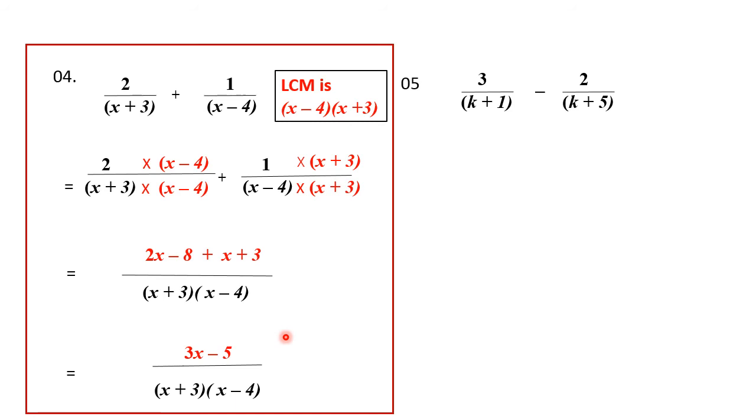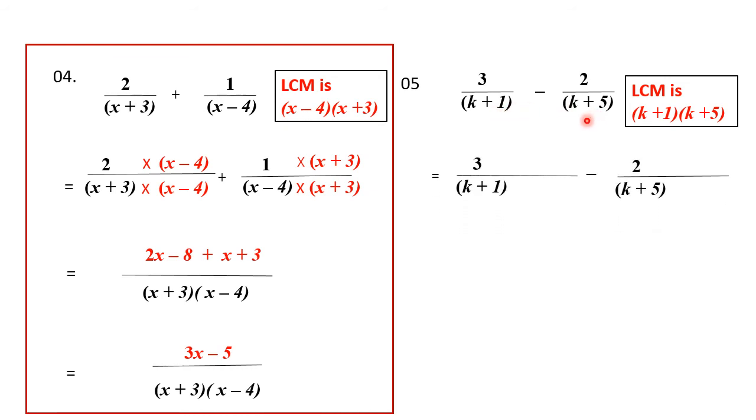Example number 5. 3 over k plus 1 minus 2 over k plus 5. Once again, a similar type of example. Two entirely different expressions as denominators. So the first one should multiply by the second, and the second one should multiply by the first. Anyhow, the LCM is k plus 1 into k plus 5. So let's multiply the first one by the second one, and the second one by the first one.